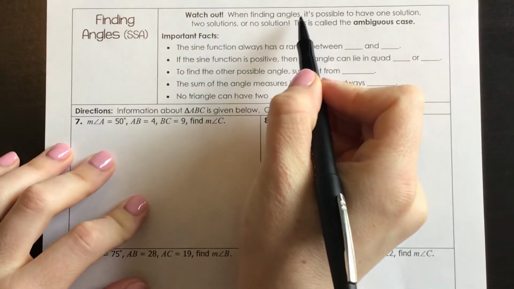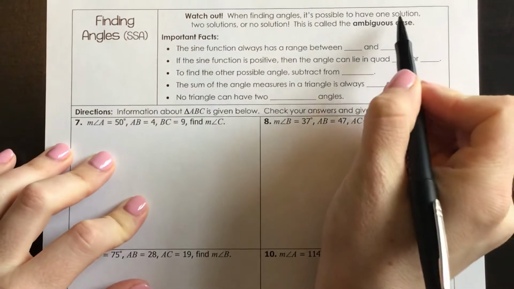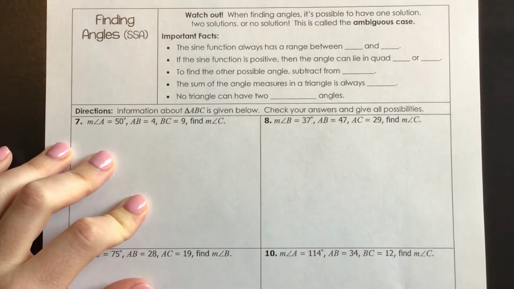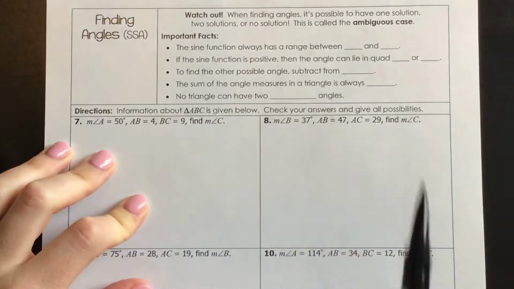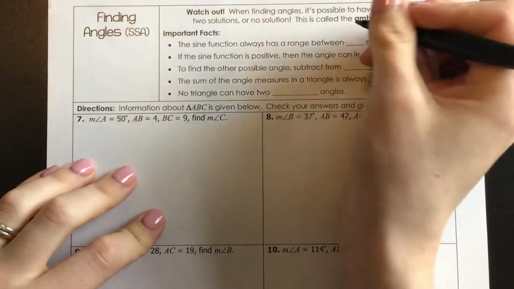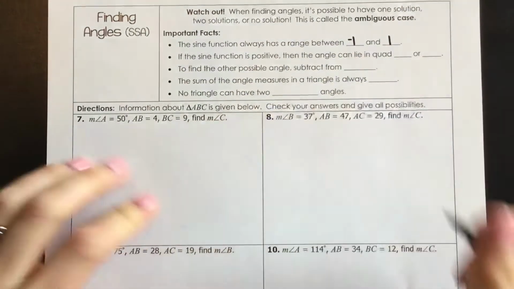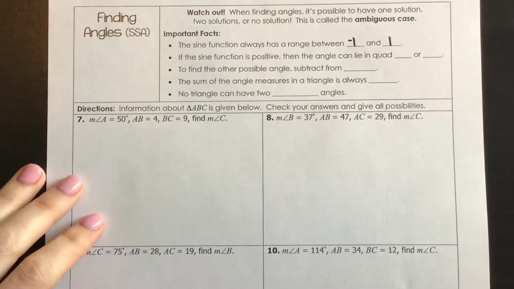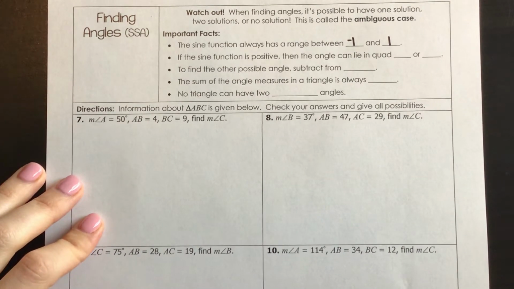When you are finding angles using the law of sines, it's possible to have either one, two, or no solutions. We refer to this as the ambiguous case. So some facts that we're going to use as we work through a couple of problems here. The sine function always has a range between -1 and +1. That's really important. If you take the sine of an angle, it's never going to be any smaller than -1. It's never going to be any bigger than +1. It's always somewhere in between.